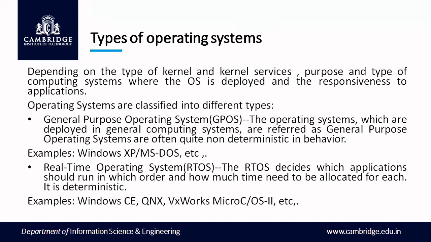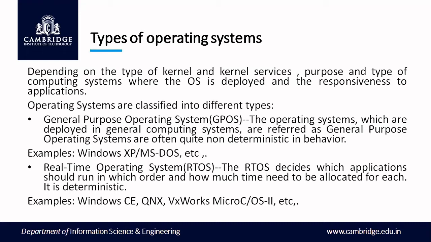General purpose operating system, as you already know, is the operating system running in your systems, laptops, desktops. All of these come under general purpose operating system. Those deployed in general computing systems are referred to as general purpose operating systems. They are quite non-deterministic in behavior and will not be very responsive in real time. That kind of operating system we call GPOS, like Windows XP and MS-DOS. All these come under GPOS.